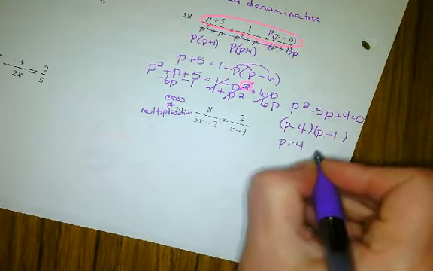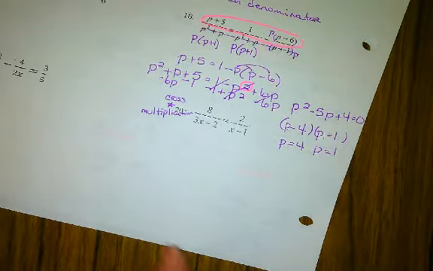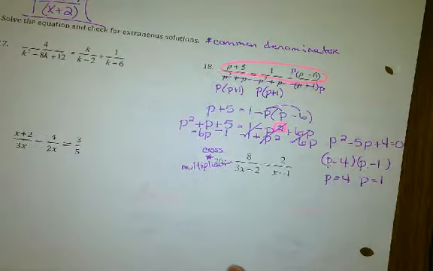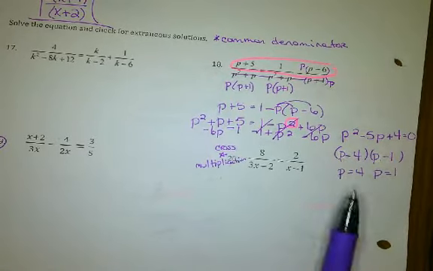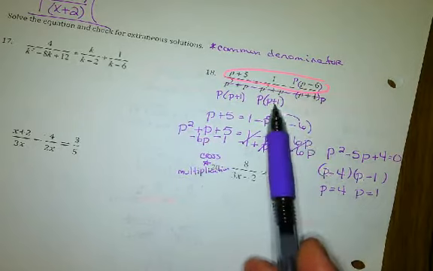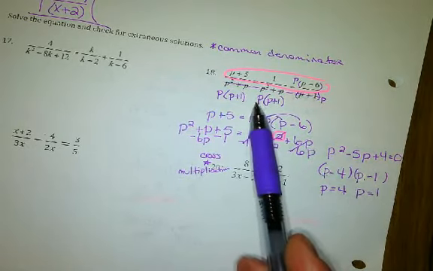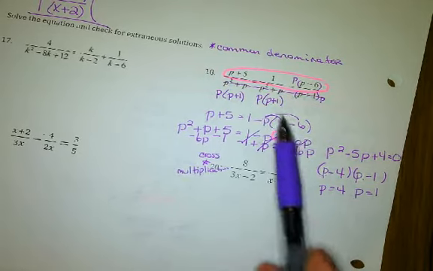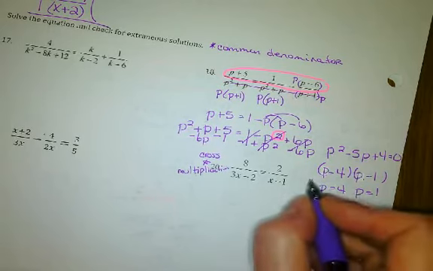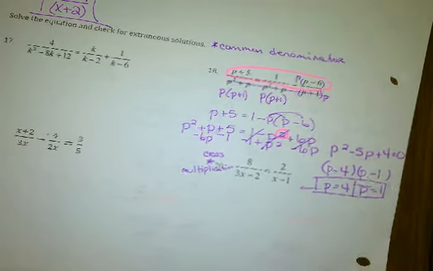Alright, so p equals 4, and p equals 1. Now, I need to go back and talk about extraneous solutions. So for instance, on this one here, you can't divide by 0. So for instance, p here could not be negative 1 because I'd get a 0. And p here can't be 0 because I would be dividing by 0. It would be undefined. So since neither of those answers are the same as this, these are both valid solutions.